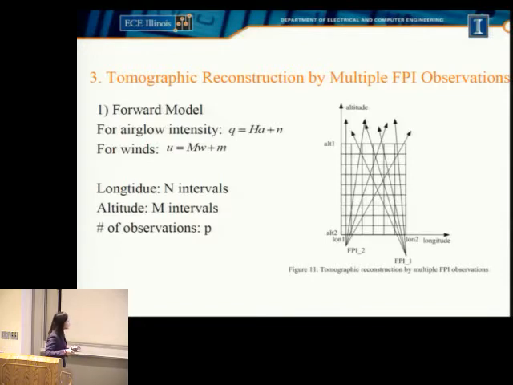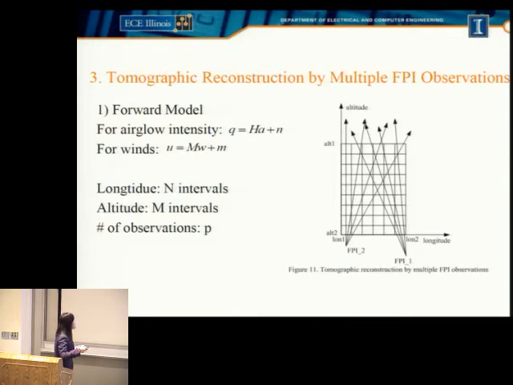Of course, we can change the observing direction. As a result, we can get many observations. And if we divide the longitude and altitude into many intervals, we can assume that inside each such grid, the winds and the temperature are identical. Therefore, we can get the forward model for the airglow intensity as shown in this equation.